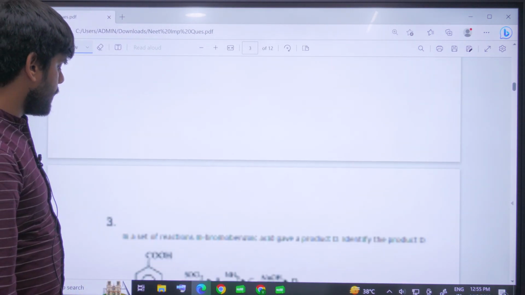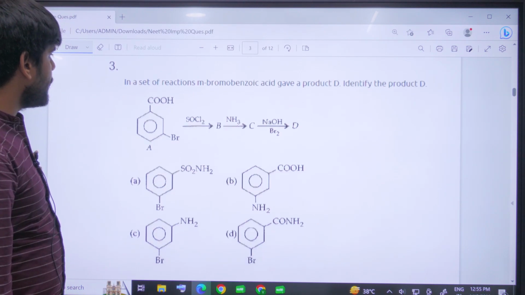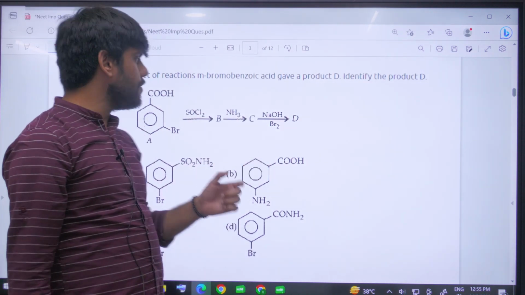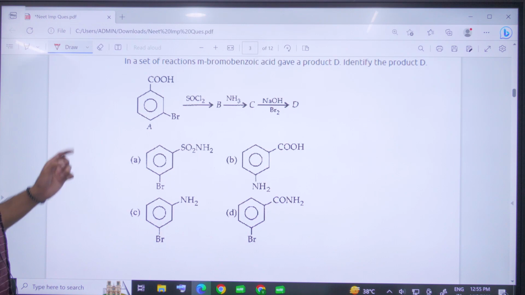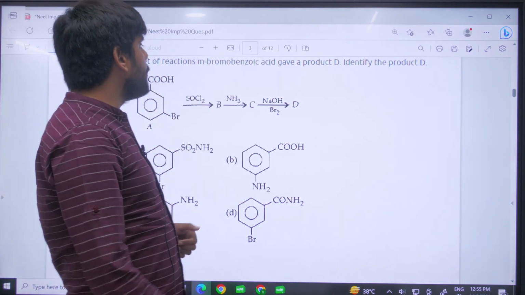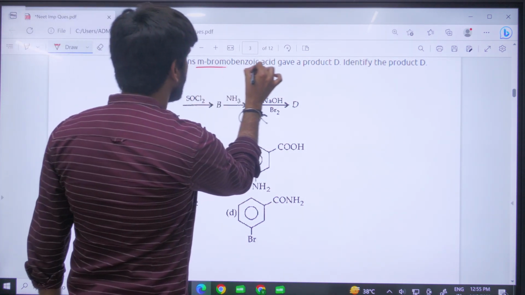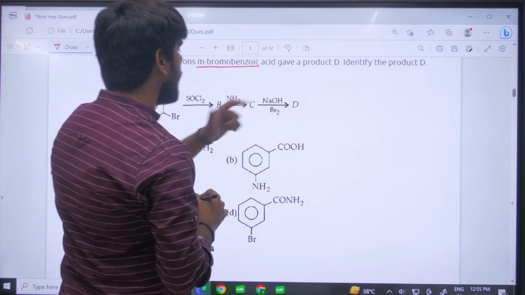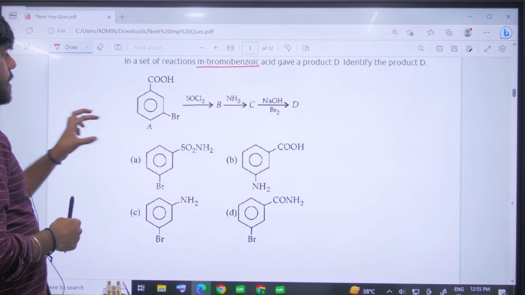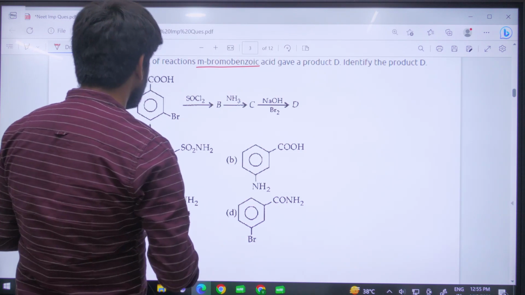Let us move to the next question. Next question is again a series of reactions. Let us discuss these reactions. So in a set of reactions, meta-bromobenzoic acid gave a product D. Identify the product D.